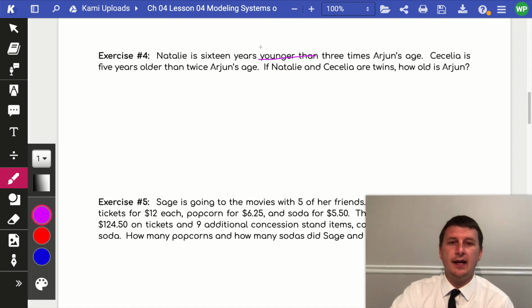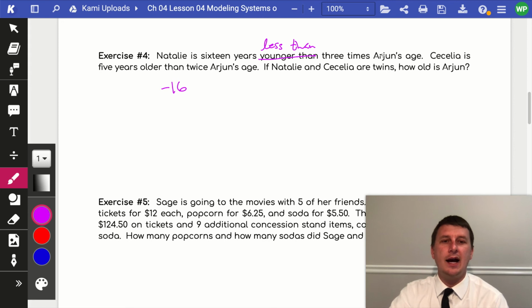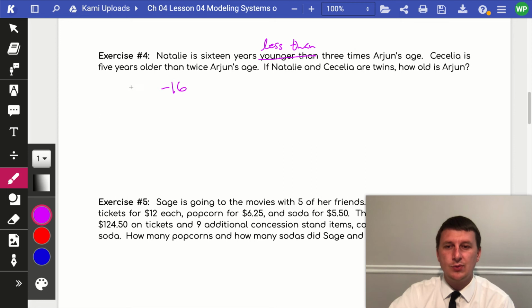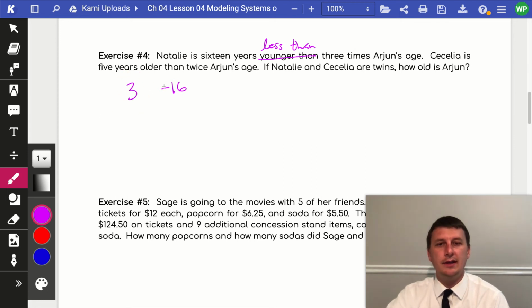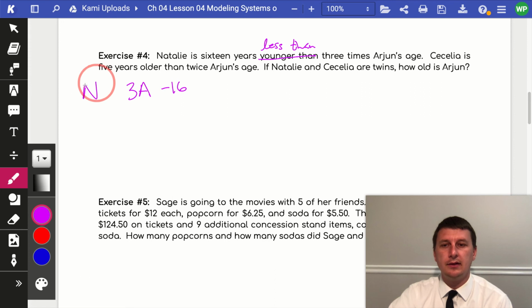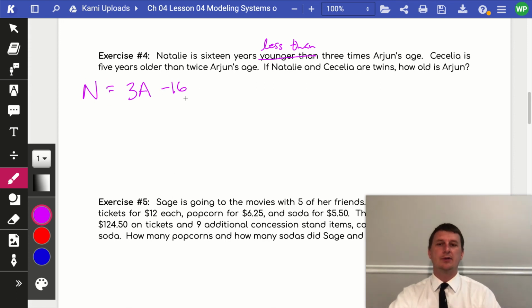So younger than is like less than. And when you have less than, it means to take the number 16 and to reverse the order, or put it at the end. So it's going to be 16 years younger than what? Okay, 3 times Arjun's age. Does it say anywhere in this problem what Arjun's age is? No, it does not. So how can we represent 3 times Arjun's age? We're going to use 3 times a variable. And the easiest variable for Arjun's age would be A. A will represent Arjun's age. So Natalie is 3 times Arjun's age minus 16.